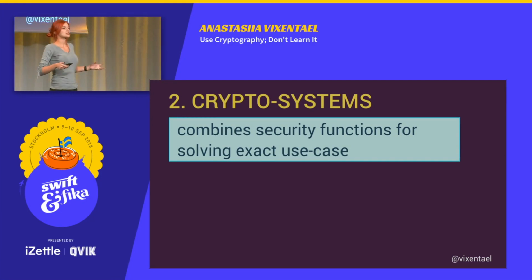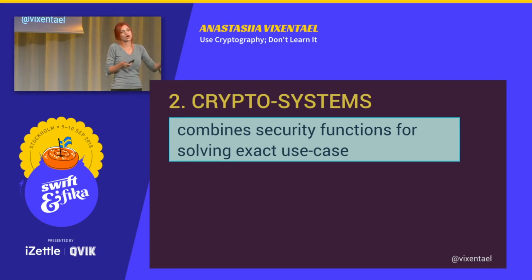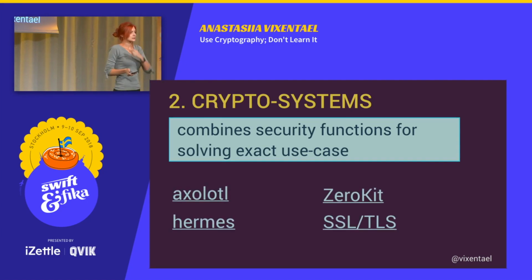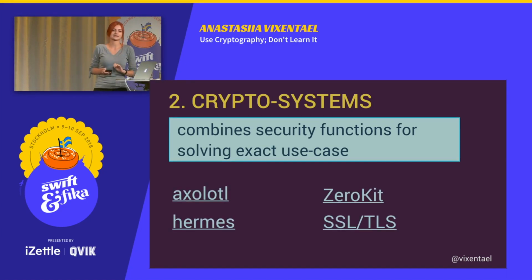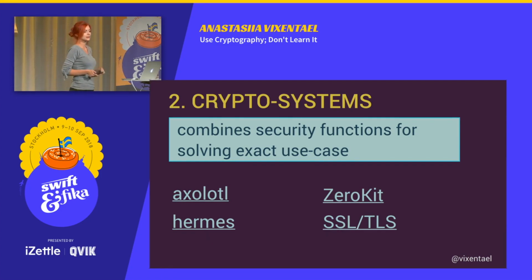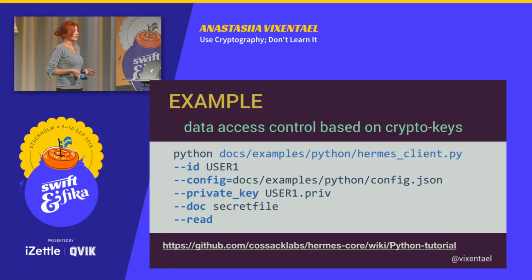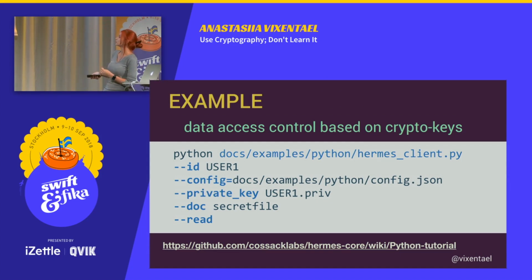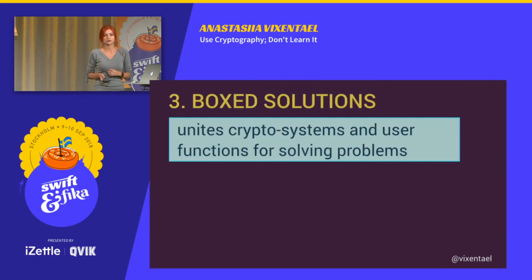The crypto systems usually build on libraries, then try to solve some user use case. Axolotl, okay. Do you recognize some of these? Yes. Awesome. Axolotl is a protocol for multi-user communication. Hermes is a framework for end-to-end encrypted data sharing. ZeroKit solves nearly the same and has integration with Apple CareKit. Well, SSL/TLS, right? SSL/TLS is a crypto system, and a really good one. Again, here is an example of end-to-end encrypted data sharing in 5 or 6 lines of code. That's all you need to do to share some documents encrypted to user 1.